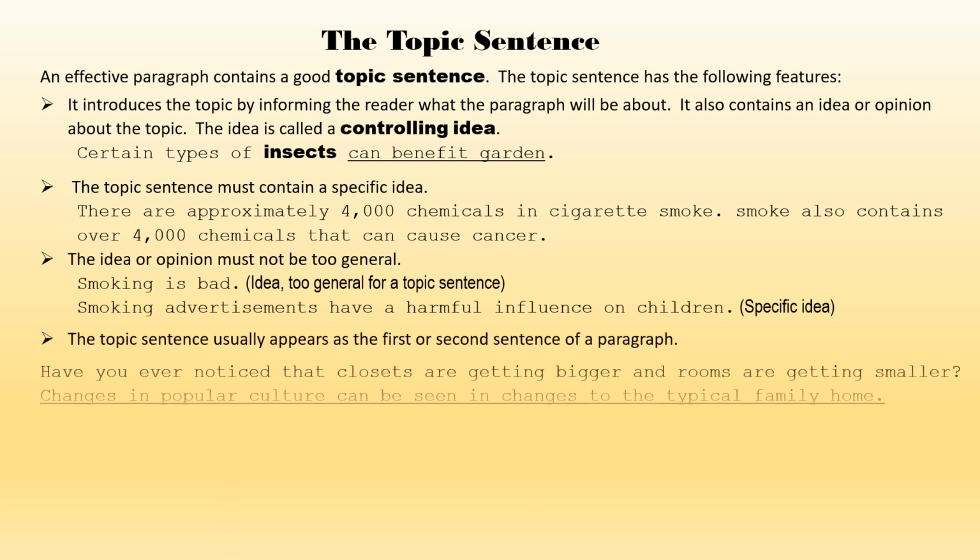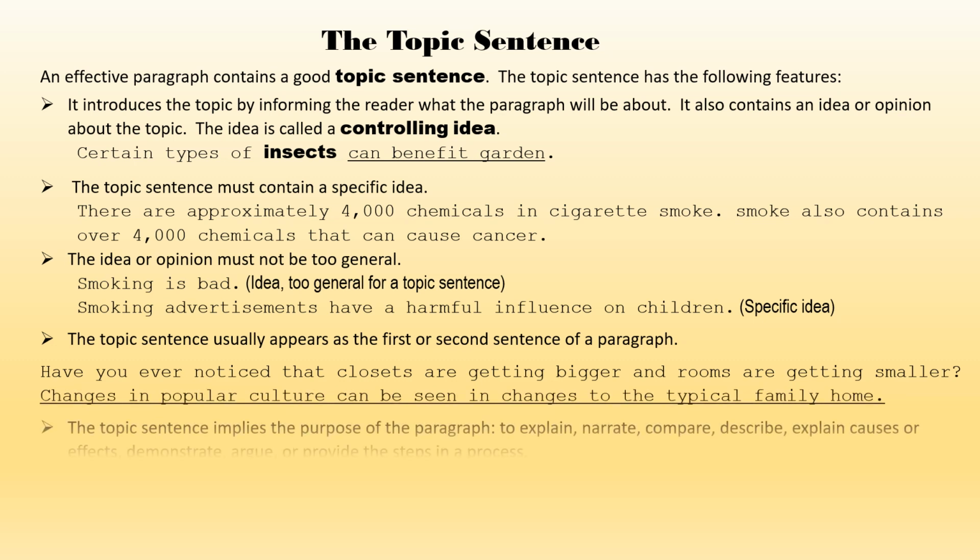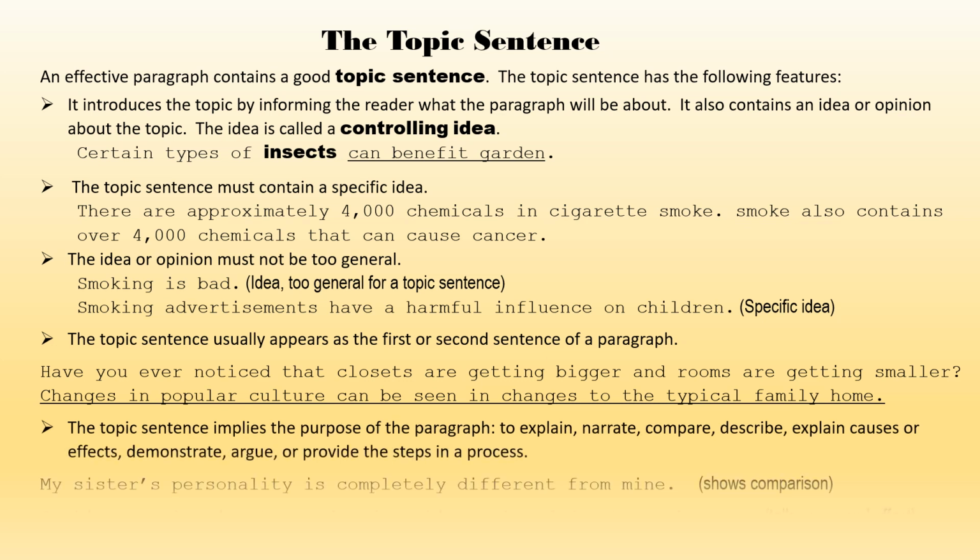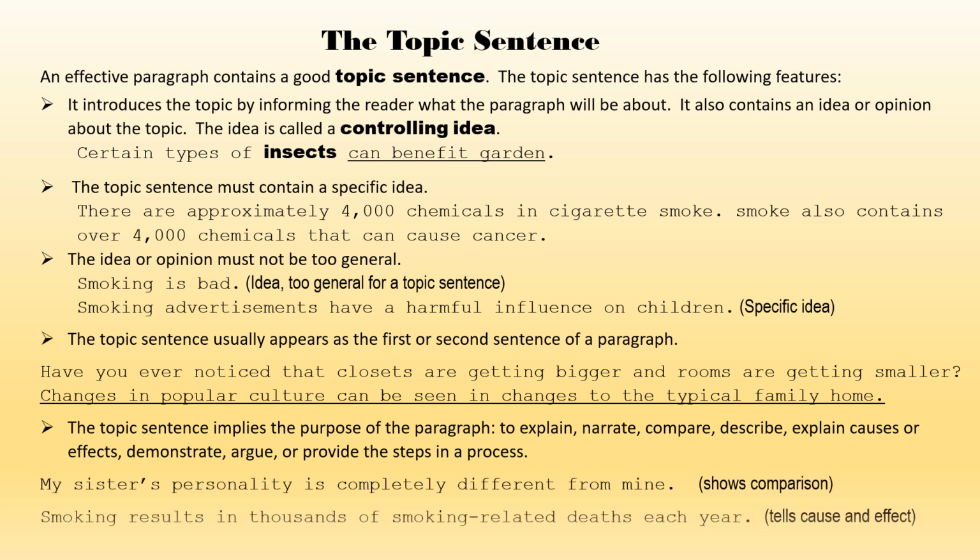The topic sentence must also contain a specific idea. For example, there are approximately 4,000 chemicals in cigarette smoke. Smoke also contains over 4,000 chemicals that can cause cancer. Now, if you can see, this idea is very specific, so it makes a good topic sentence.